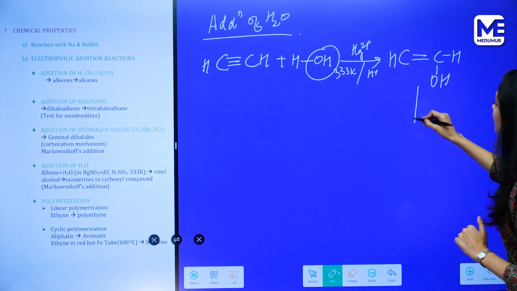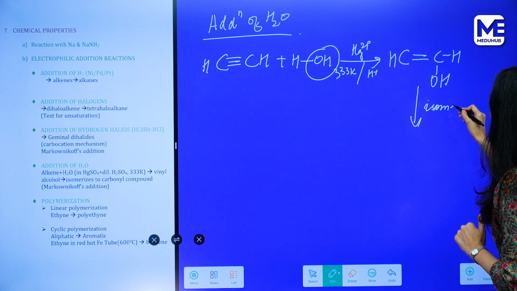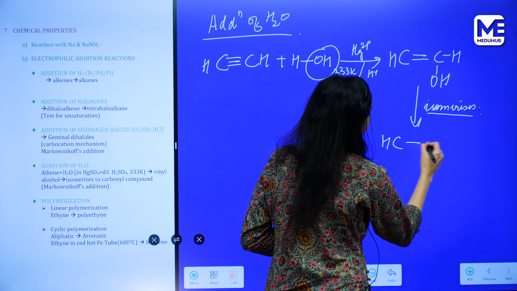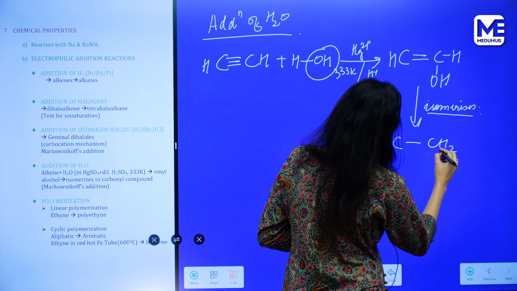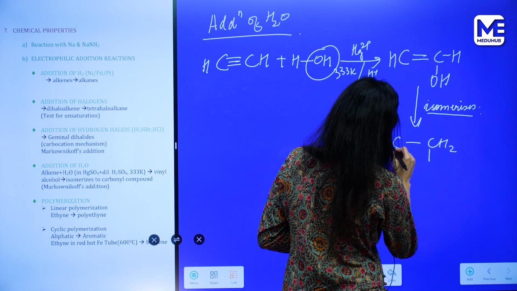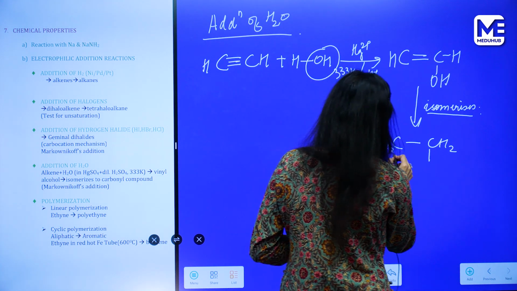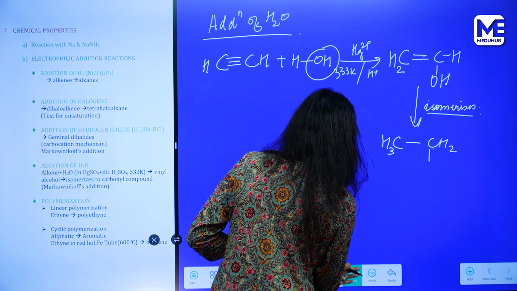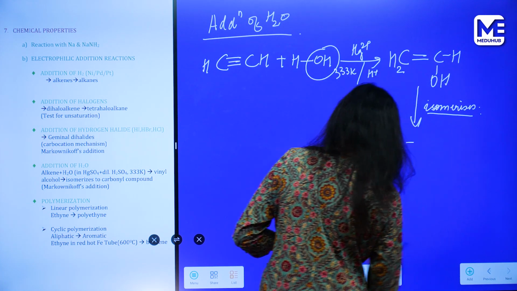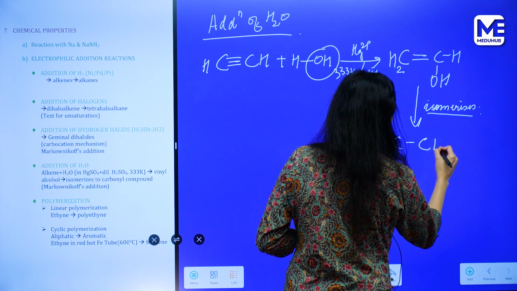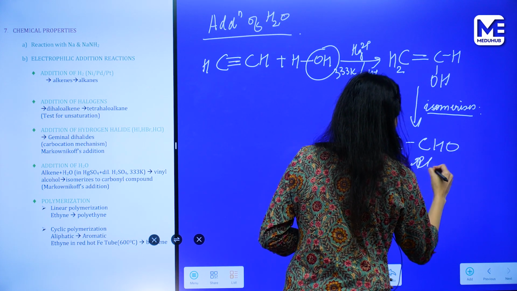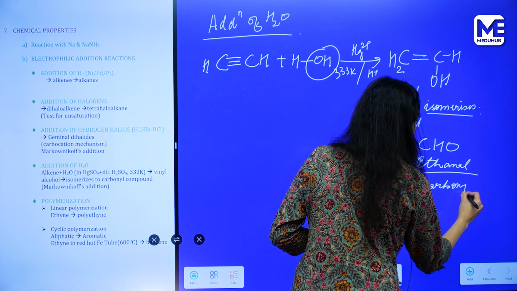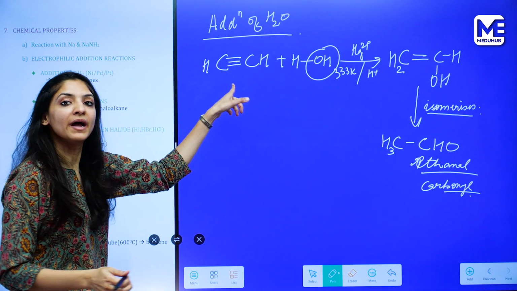This vinylic alcohol isomerizes to give us ethanal. So we will get a carbonyl compound when water adds on to an alkyne.